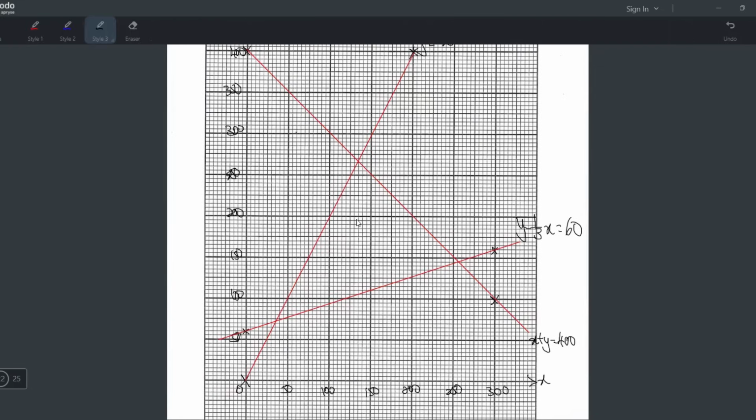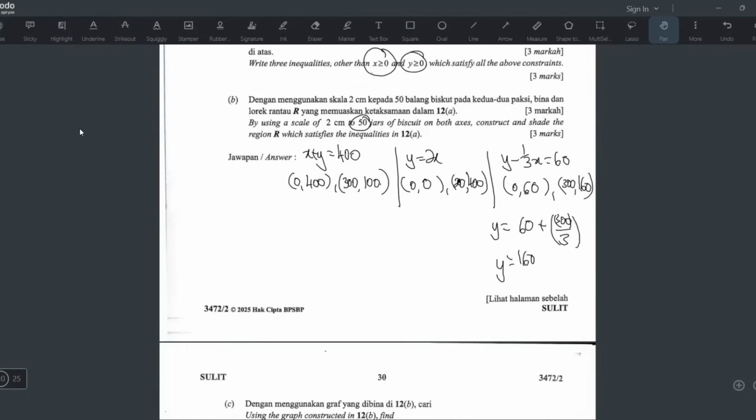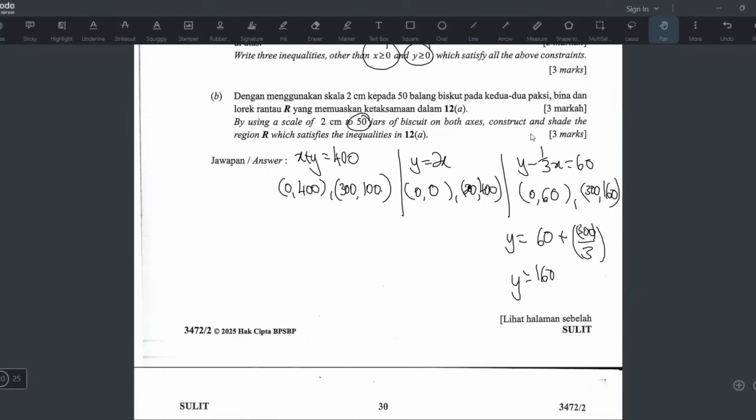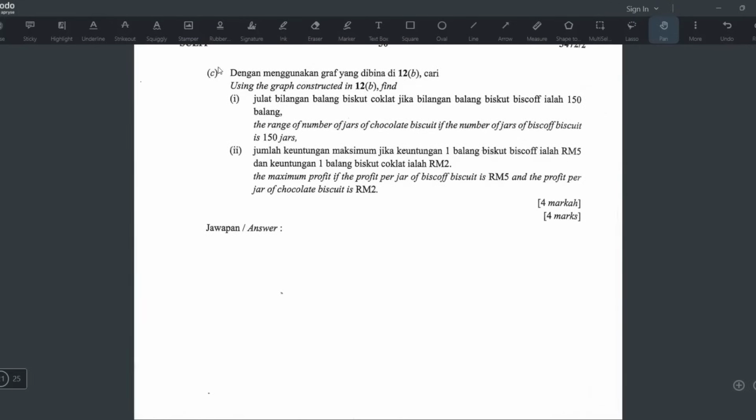So now you know already this is your region. So you write a big R. And then you use your ruler to start to shade like this. Right? So it will look something like this. Alright, I'm done with the shading. So the soalan asked me to construct and shade, it is 3 marks. So done. So now we are ready for part C.